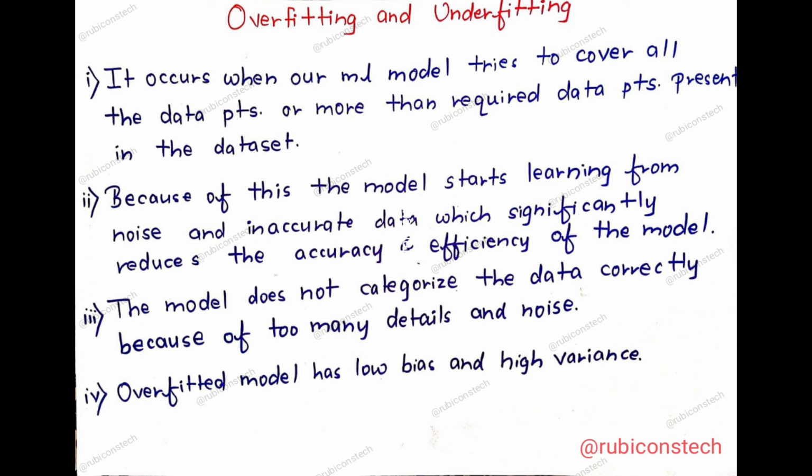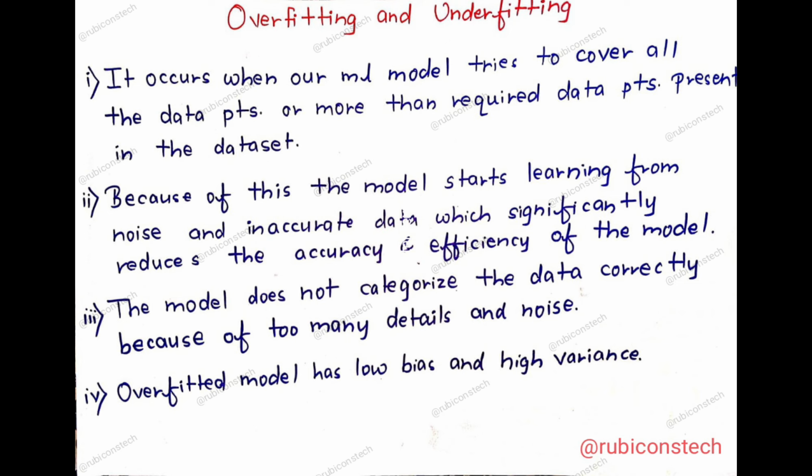Overfitting occurs when our machine learning model tries to cover all the data points, or more than the required data points, present in the data set. Because of this, the model starts learning from the noise and inaccurate data, which significantly reduces the accuracy and efficiency of the model. The data set consists of noisy data, or data that is incomplete or has null values. So the model starts learning from such noisy data as it tries to cover all the data points, due to which its accuracy and efficiency decrease, or get affected by learning from the noisy data.